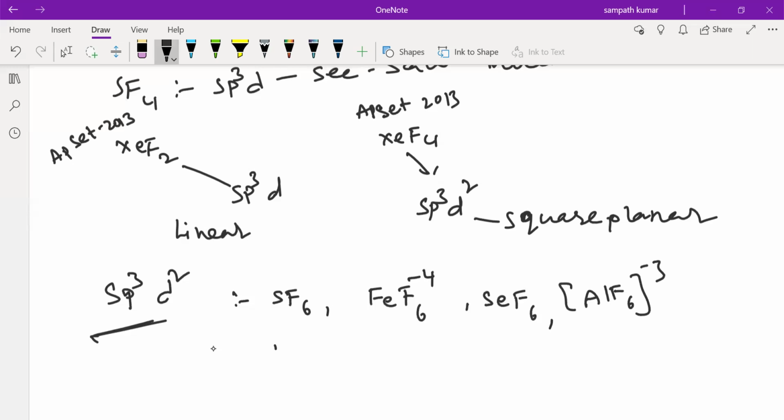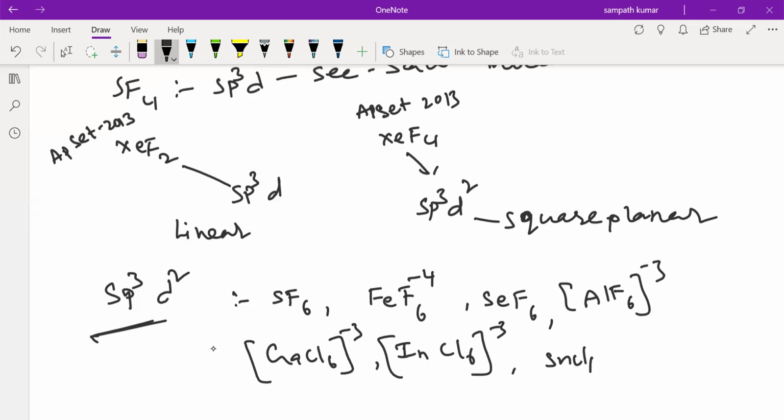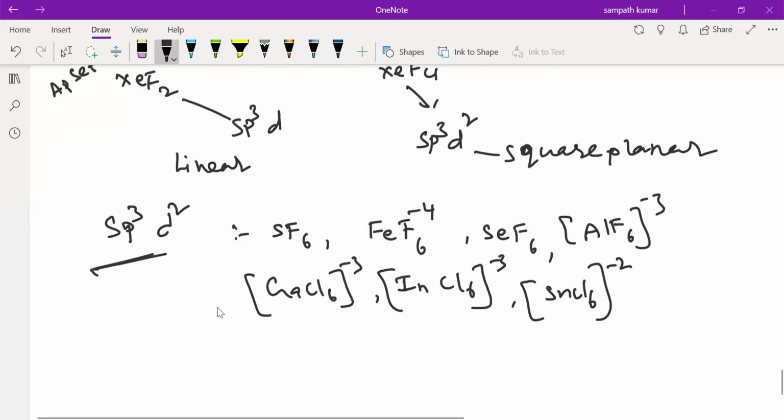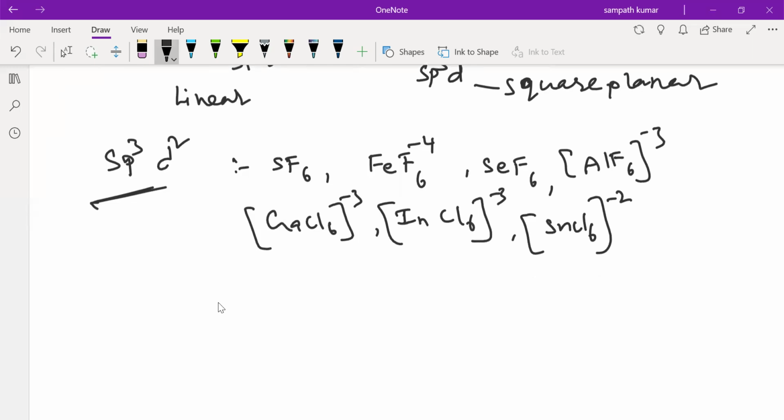Next, gallium Cl6 3-, indium hexachloride 3-, and stannous hexachloride 2-. These are all examples of sp3d2 hybridization.